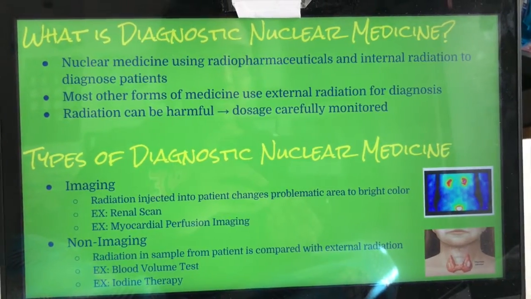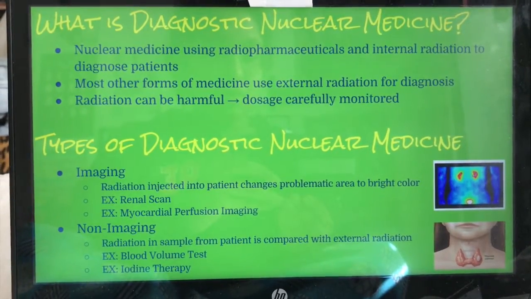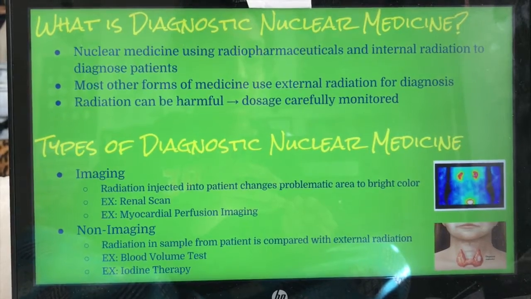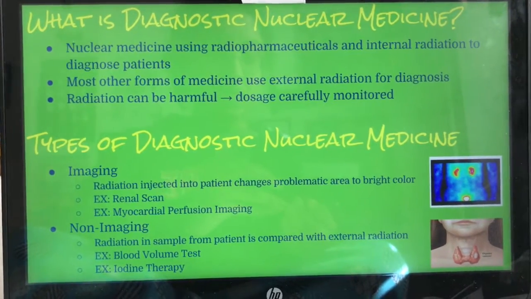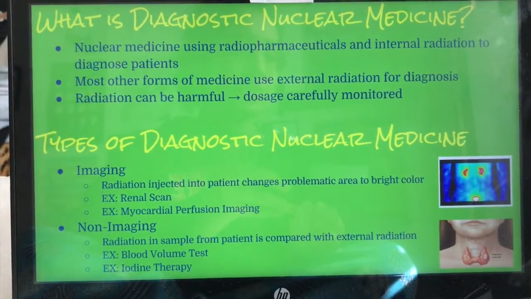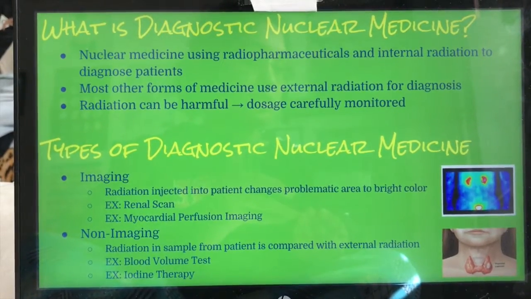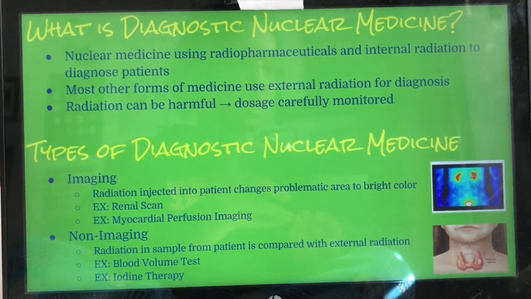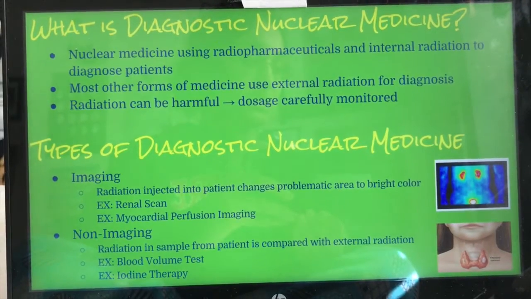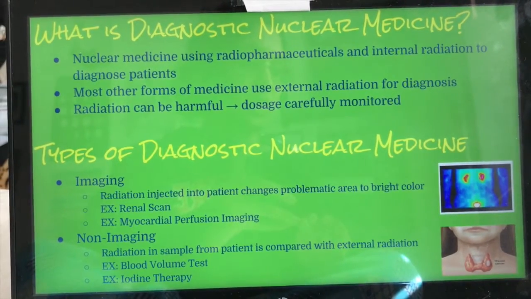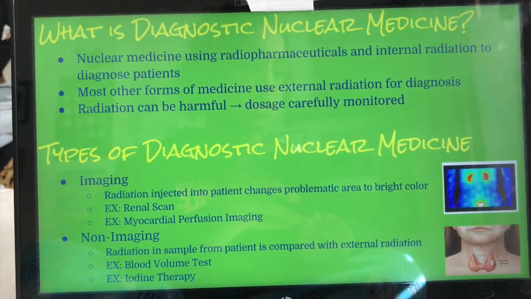So what is diagnostic nuclear medicine? Nuclear medicine uses radiopharmaceuticals and internal radiation to diagnose patients. Radiopharmaceuticals are substances that are mixed with radiation to help doctors diagnose patients. And internal radiation is the intake of radiation through inhalation, ingestion, injection, etc.